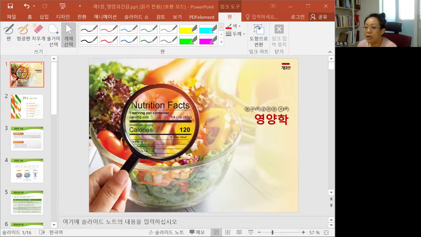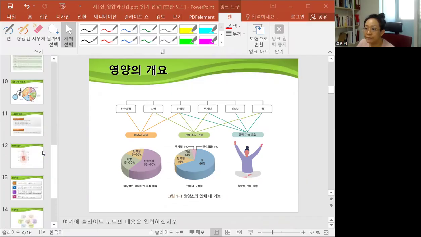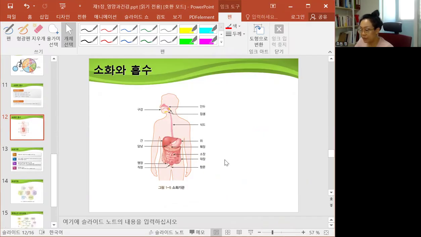Yes, I will talk about digestion and absorption. Let's flip through the slides step by step, and so we will learn about the digestive system. This picture shows the most important stages of digestion and absorption.